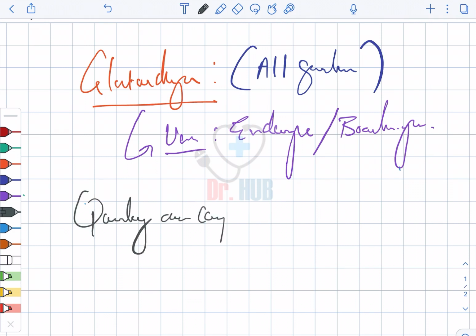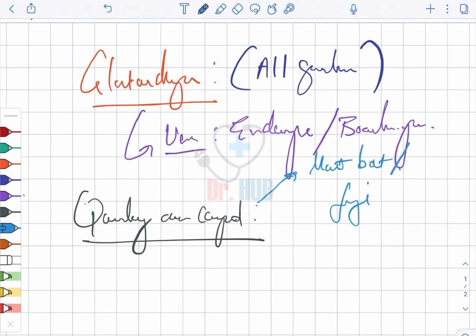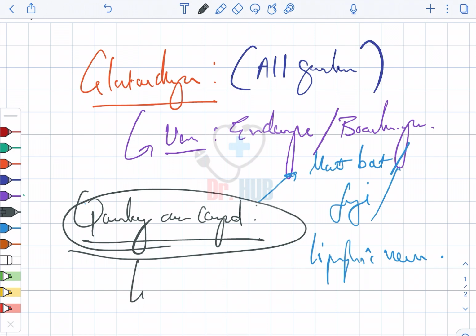Now, if we look at quaternary ammonium compounds, here this involves most bacteria. Next, it also involves fungi and lipophilic viruses. The use of this quaternary ammonium compound is basically general cleaning.